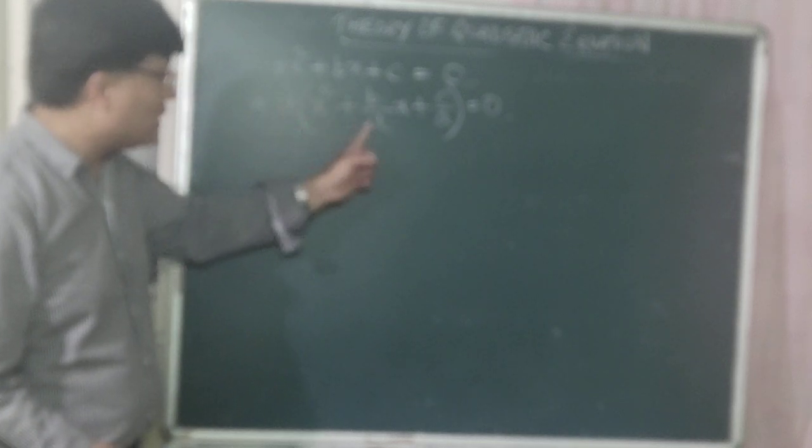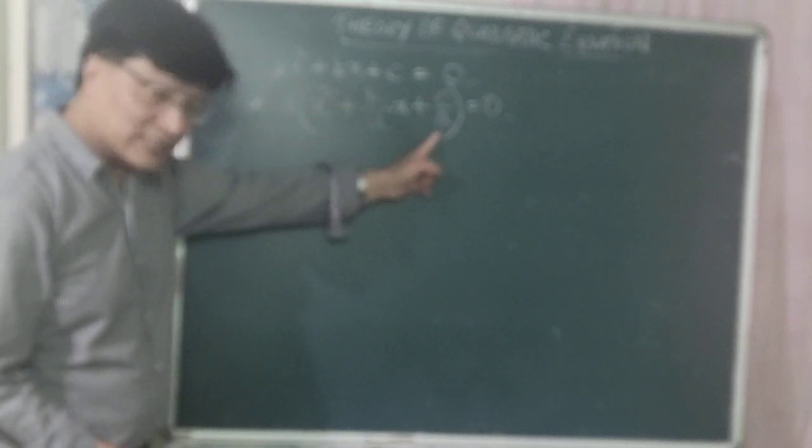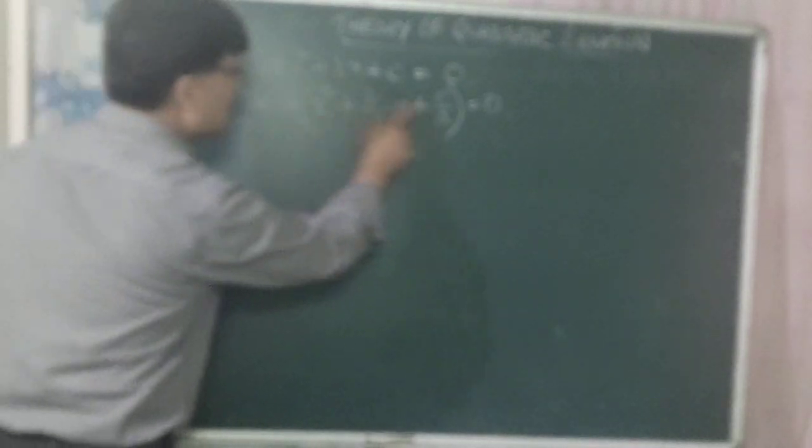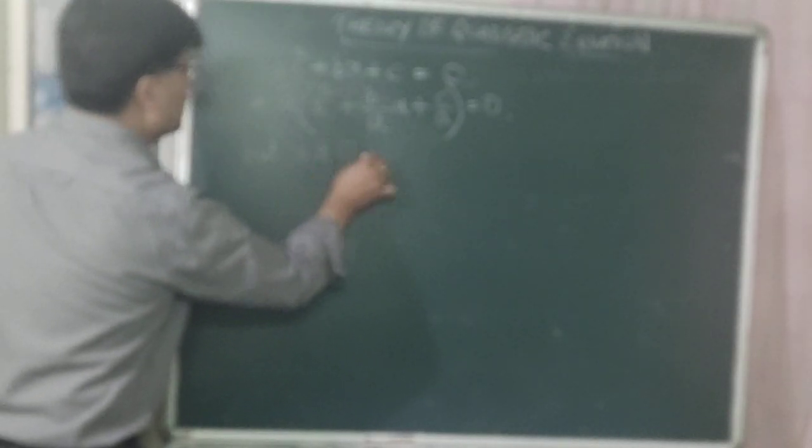Is it clear now? If you multiply this x square by a, you will get ax square. If you multiply b upon a x by a, the a will get cancelled and you will get bx. If you multiply c upon a by a, the a will get cancelled and you will get c. So this is correct. But here a is not equal to 0.